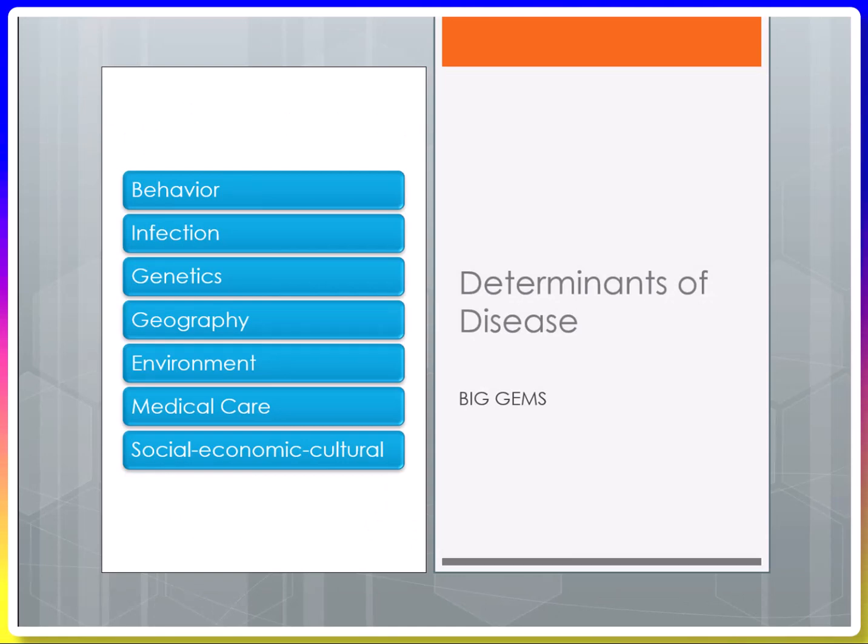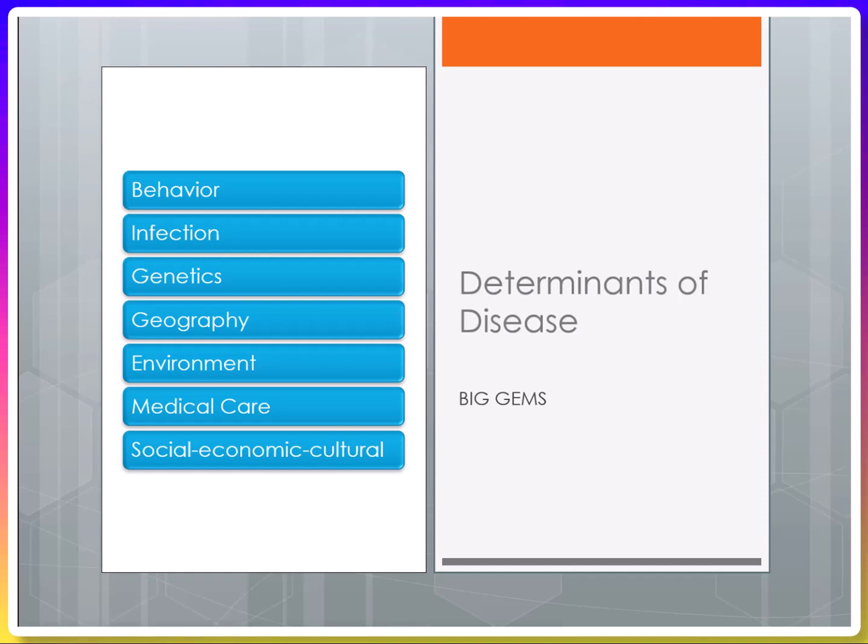Another public health concept I want to introduce to you is the determinants of disease. And this should really say disease or disability because when we look at the burden of disease, we're also looking at injury, if people get injured and they have reduced functionality. So this is something that I borrowed from Dr. Richard Riggleman and his textbook, Public Health 101. But he presents the determinants of disease as big GEMS. So behavior, infection, genetics, geography, environment, medical care, social, economic, cultural factors.